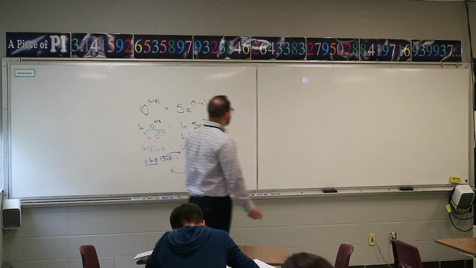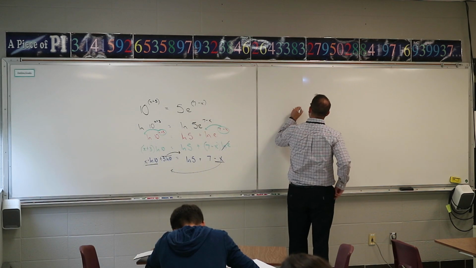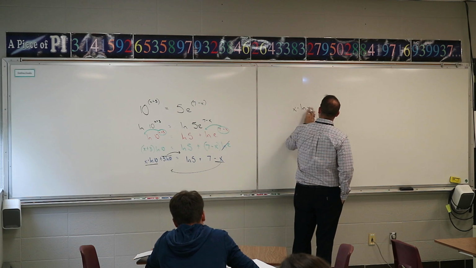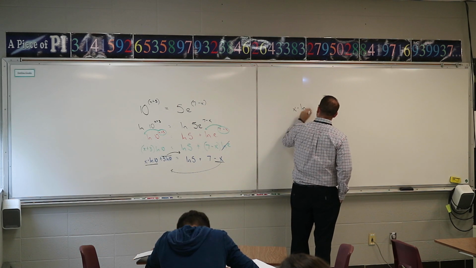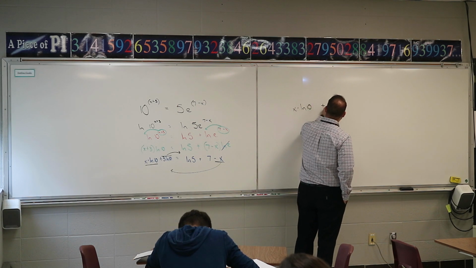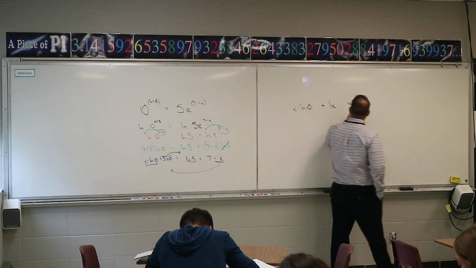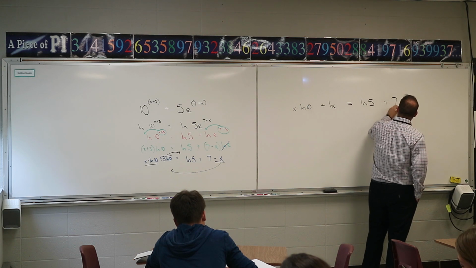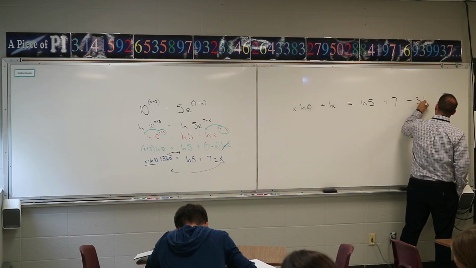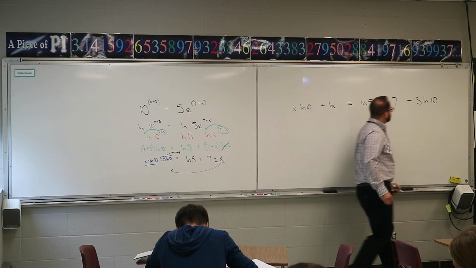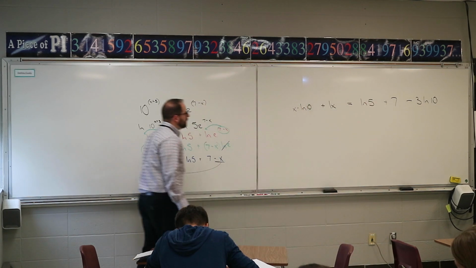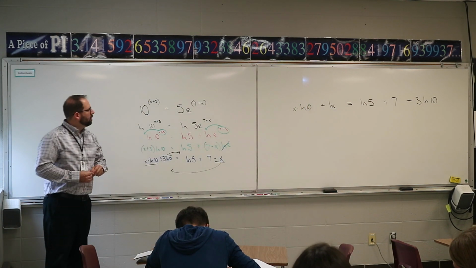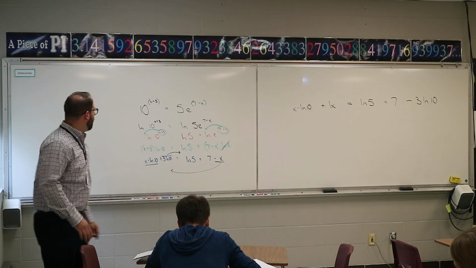So here's what I have. I have x natural log of 10. I'm going to add the x across, that's a 1x. On the other side, I have the natural log of 5 plus a 7, and I'm going to subtract the 3 natural log of 10 across. So I moved everything from the right to the left side right here. It's gone. Questions with how I move things around?